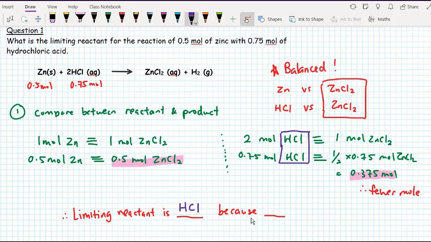When you write this down, please also jot down the reason why: because it produces fewer moles of zinc chloride.